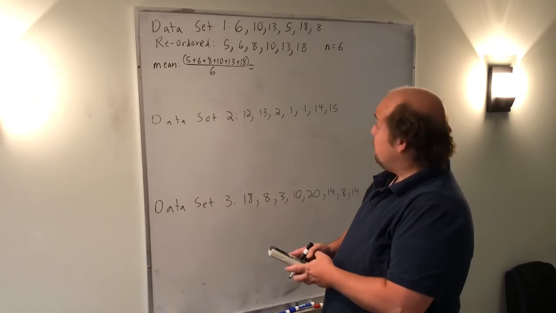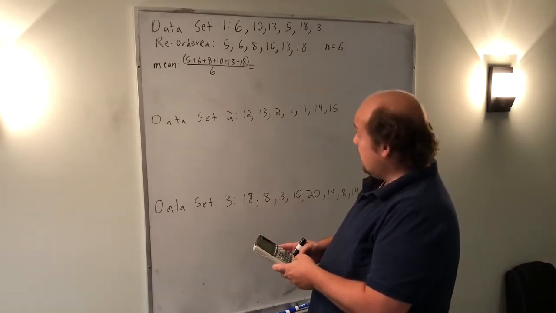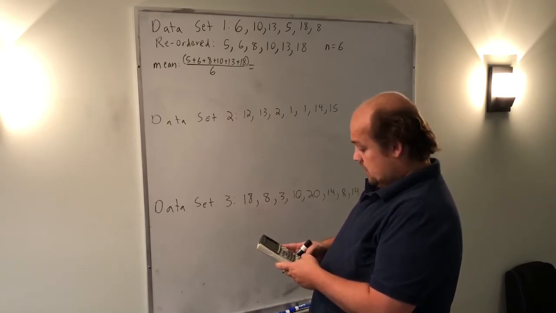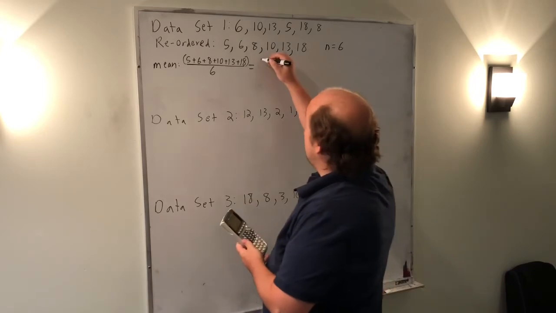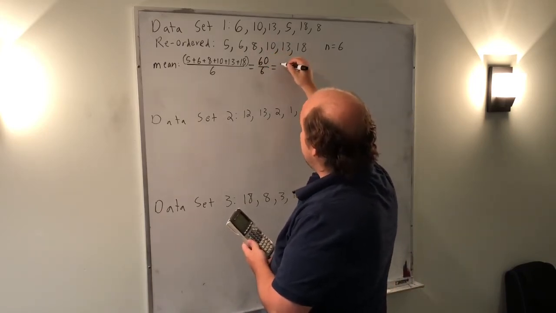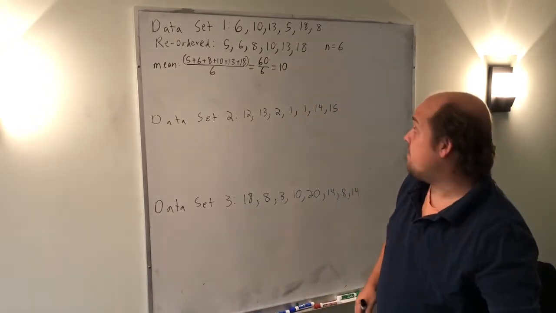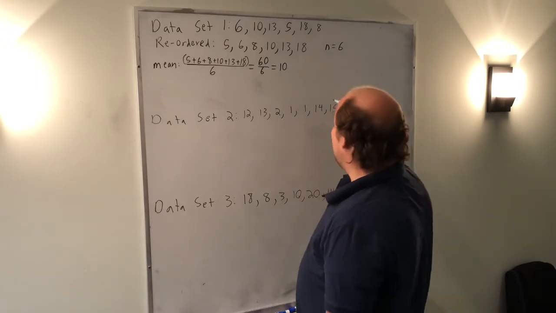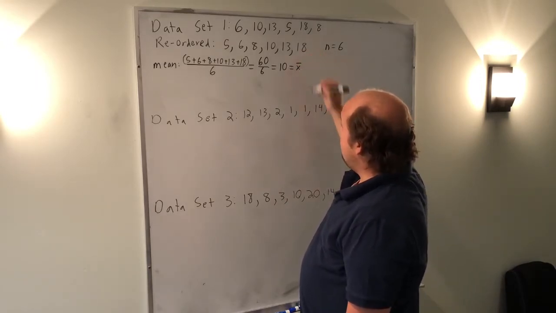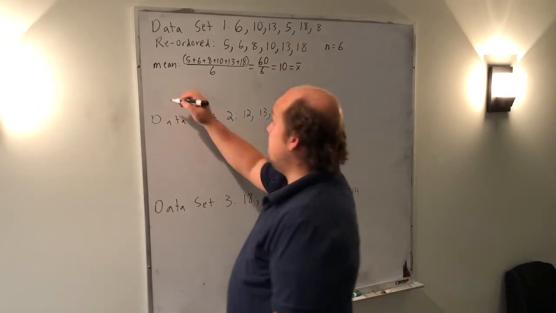That said, I'm going to put in parentheses 5 plus 6 plus 8 plus 10 plus 13 plus 18, and I get a total of 60 when I add them all together. If I then divide that by 6, I get 10. So I get a mean of 10 for this data set. Again, I want to get you used to the notation you're going to see, so really I'm going to call this x bar, or the mean of a sample. Next thing I have to do is find the median.